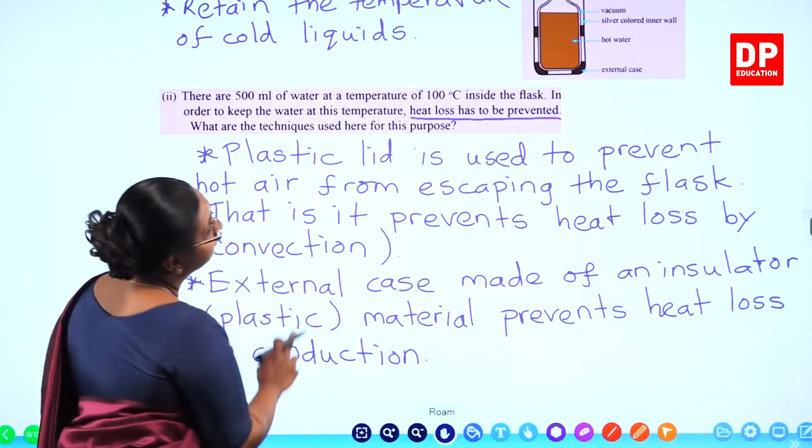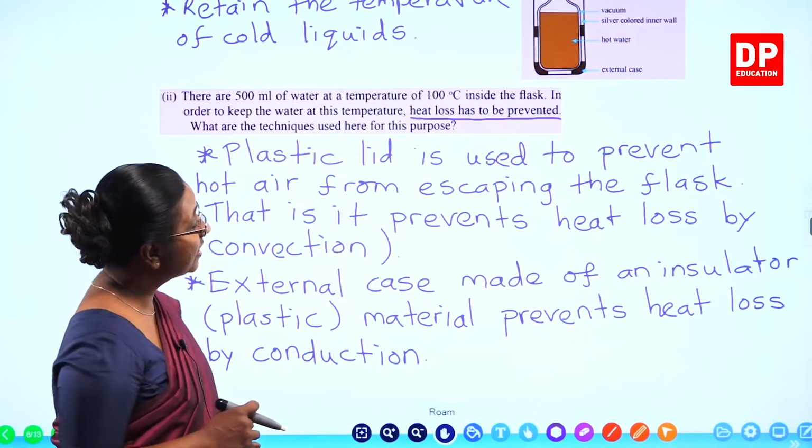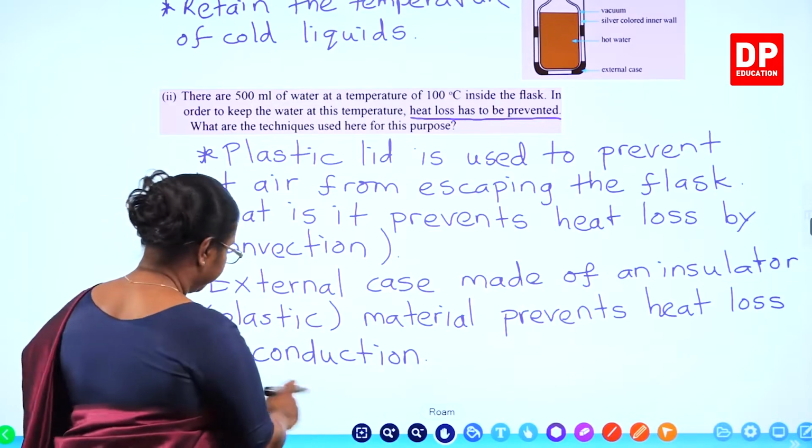Then what do we have? You all can see there the vacuum. So, vacuum space again prevents heat loss by conduction.